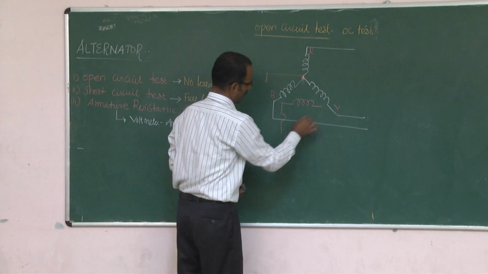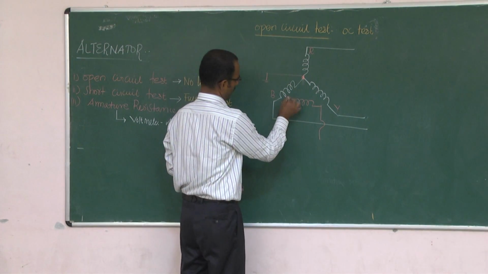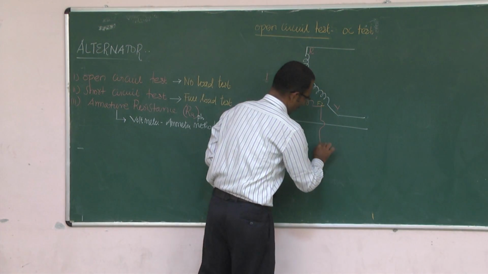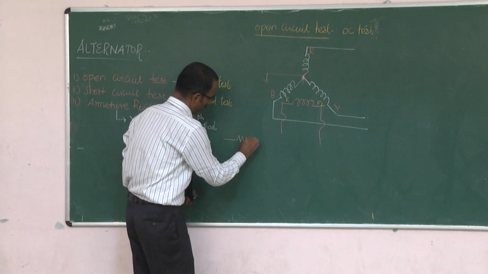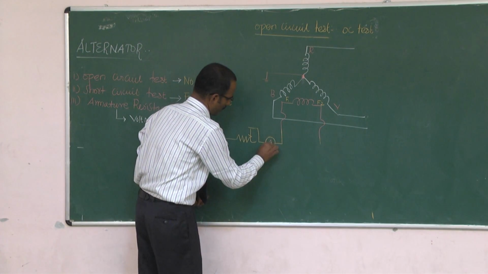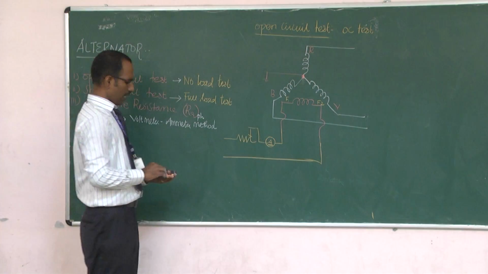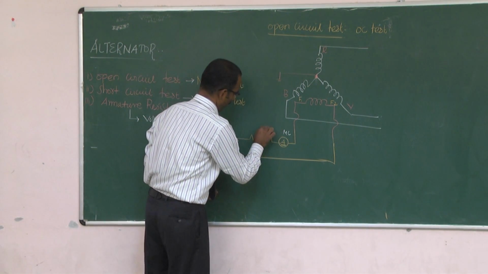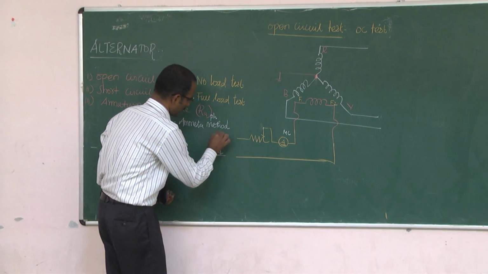One more winding, which is placed in the rotor, is called the field winding. The terminals are marked F1, F2. We will give the DC supply to the field winding through a variable resistance or a rheostat. The meter used to measure the field current is an MC meter, moving coil meter. The supply given to the field winding is always DC supply.